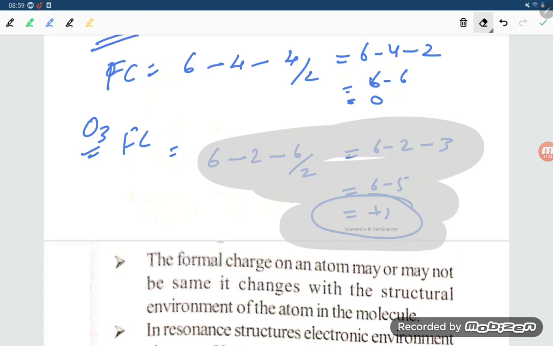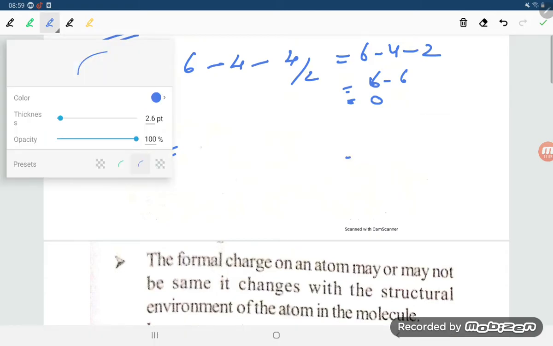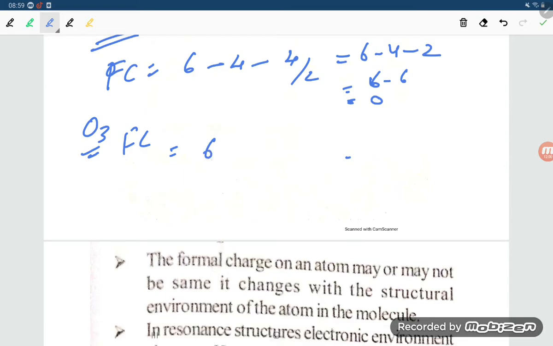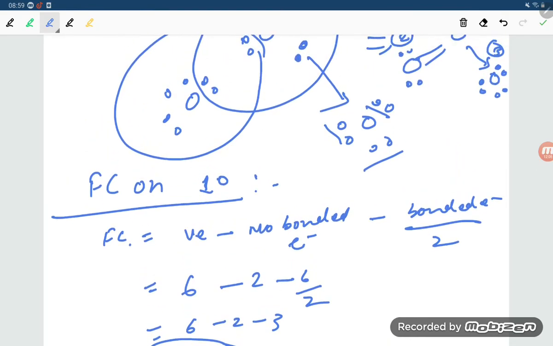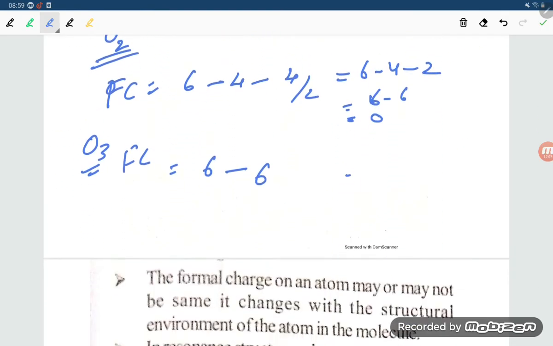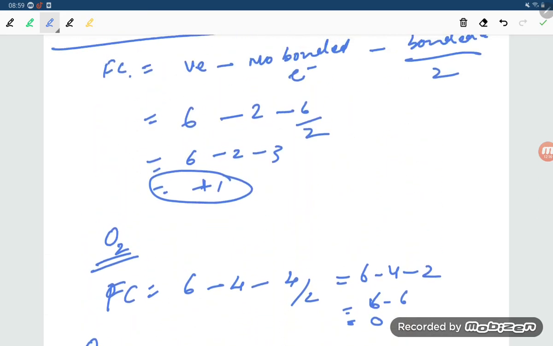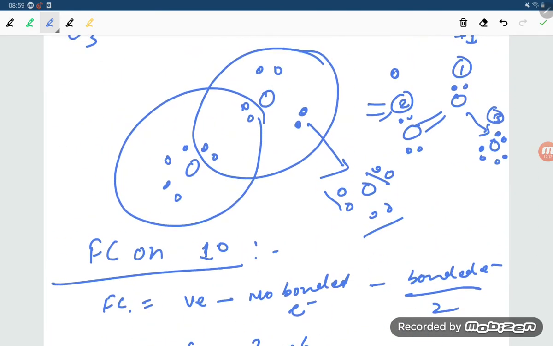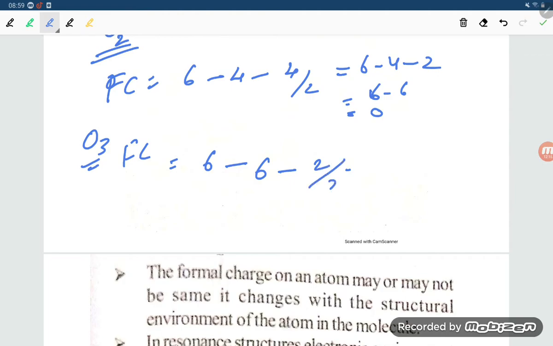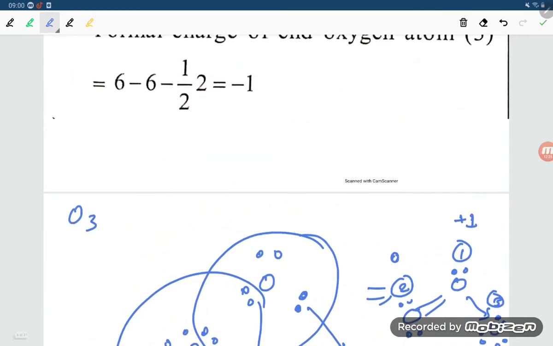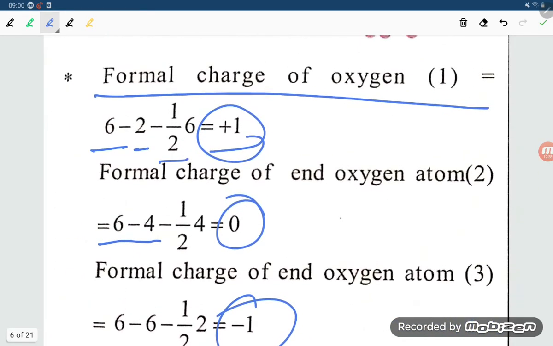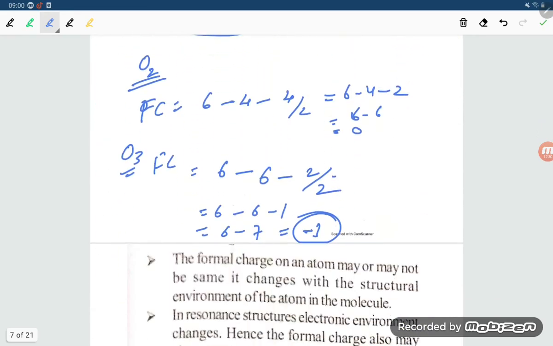Okay, so how are we going to do it? See, the number of valence electrons is 6, and minus non-bonded electrons is also 6. You can check: 2, 4, 6. So that is 6 minus 6, and minus bonded electrons by 2. How many bonded electrons? 1, 2. So that is 2 by 2. So 6 minus 7 is equal to minus 1. So for this one it is coming minus 1. So that is also correct. So this is how we are going to calculate the formal charge.